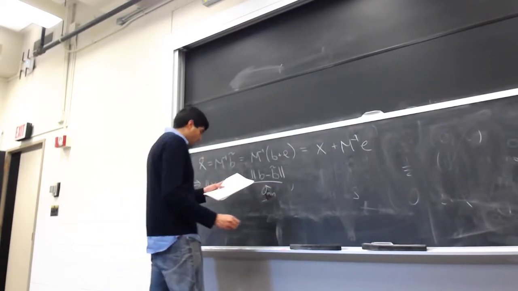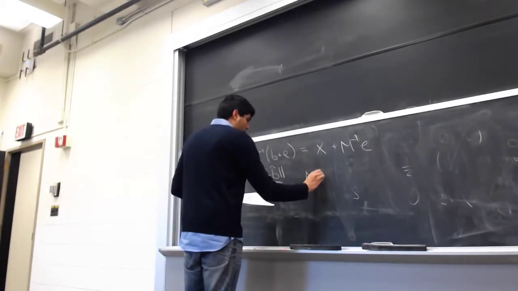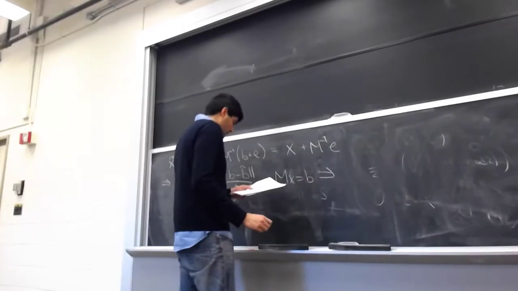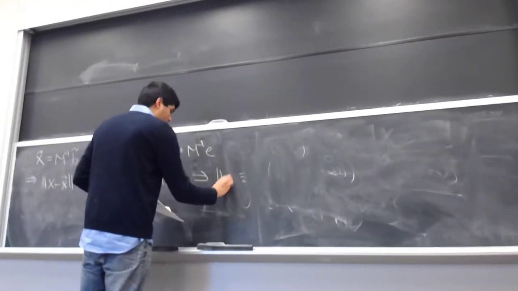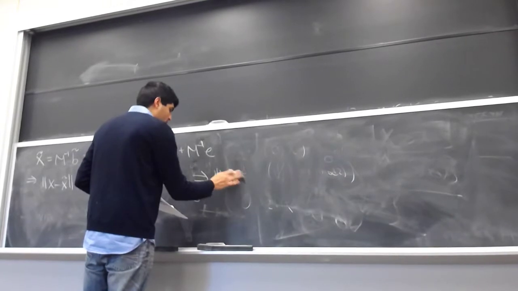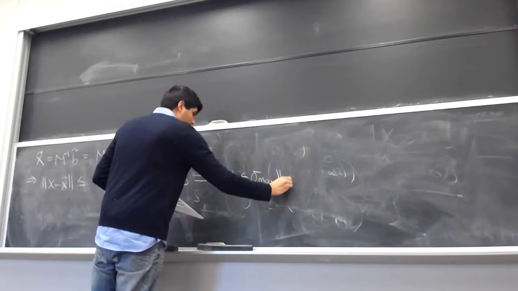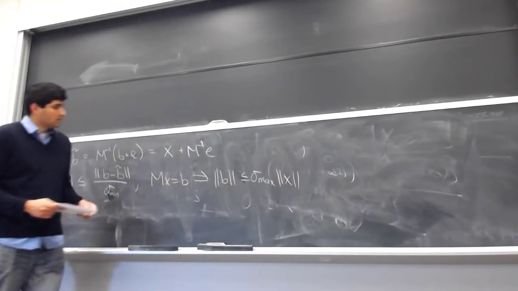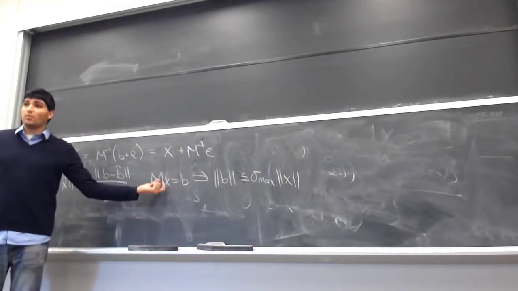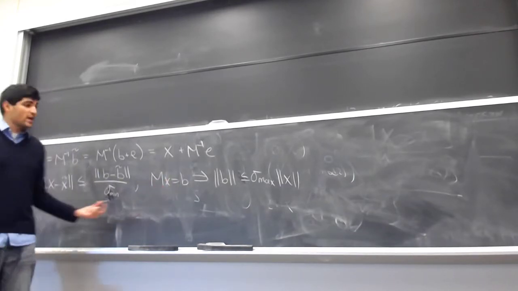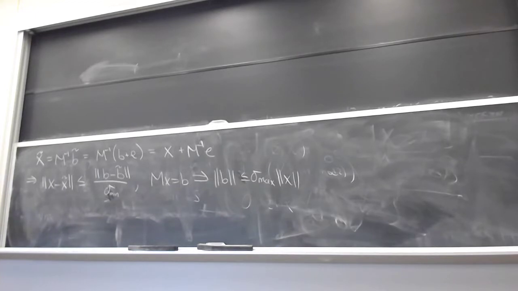And the last step that we're going to need is that we know that Mx equals b. So by a similar chain of reasoning, the norm of b itself is bounded by sigma max times the norm of x, because that's how large you can blow up the norm of x to get the norm of b. Now these two things couple together to give us the bounds we care about.